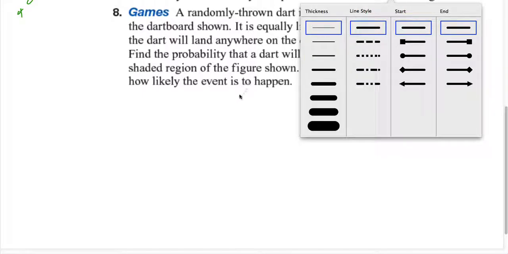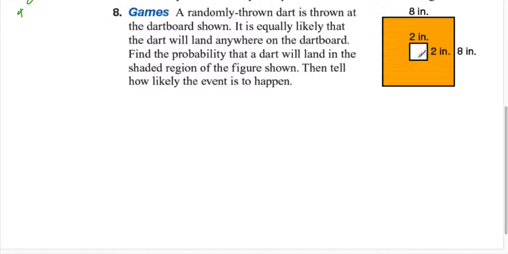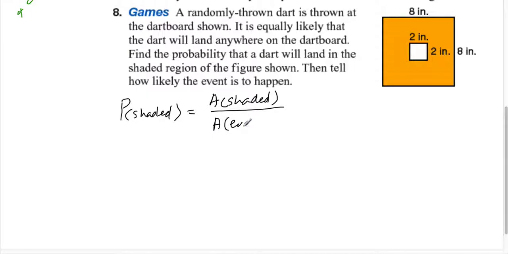So in this case, you want to find the probability of it landing in the shaded region. Okay, and if you notice, to be able to find the area of the shaded region, you need to get the area of the big square minus the area of the small square. So the probability of it landing in the shaded region is equal to the area of the shaded region over the area of the entire region. Now it's a little bit tricky because to find the area of the shaded region, you need to find the area of the big square minus the area of the small square.